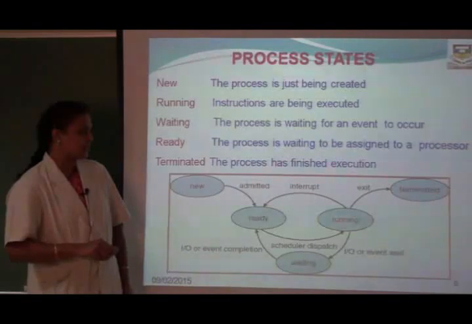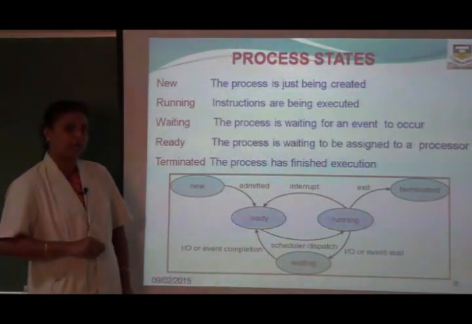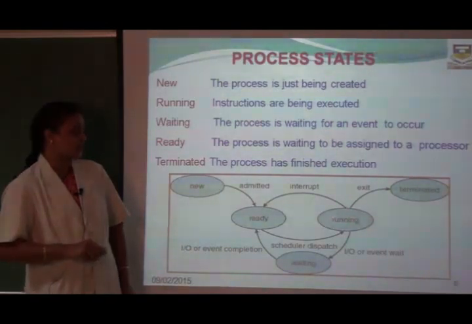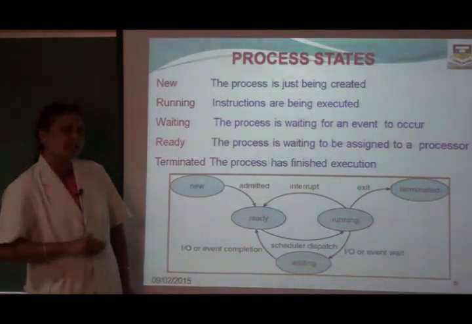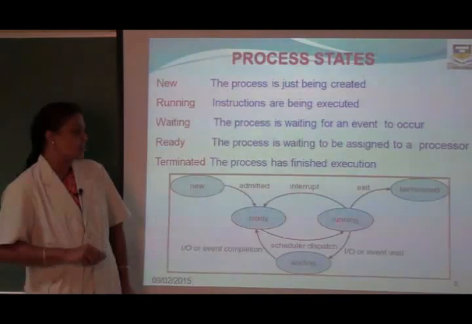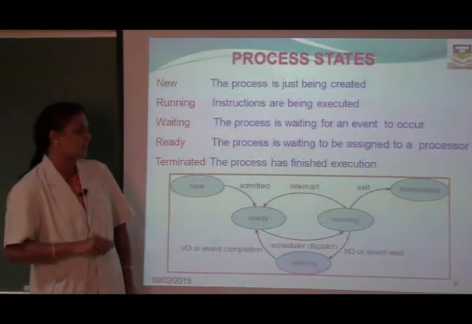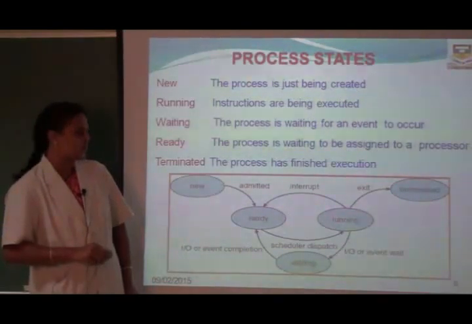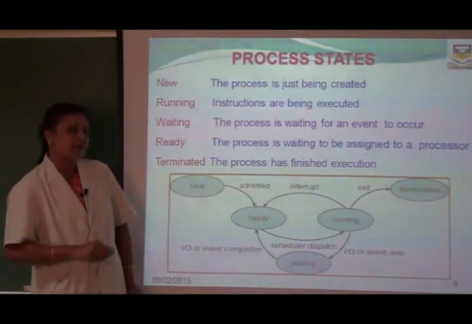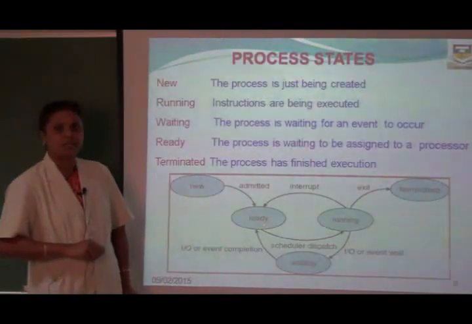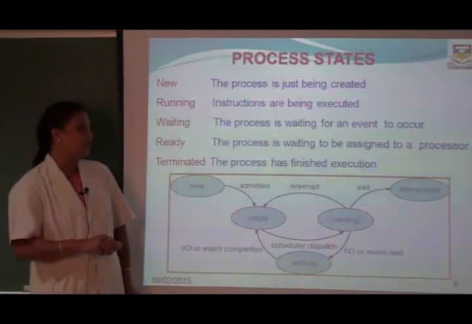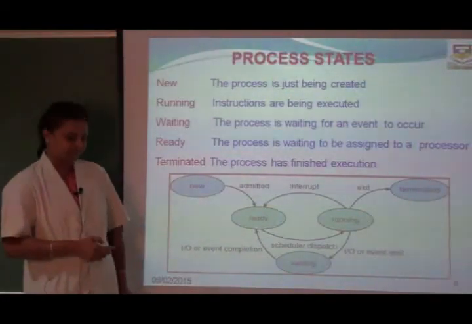Then from the running state, that process may also go directly to ready state. Suppose during the process execution, a new interrupt or system call arrives, the CPU can be allocated to service that interrupt. So at that time, the process cannot proceed with its execution. Its execution is suspended and that process may go to ready state. And once that process execution is completed, it will go to terminated state.